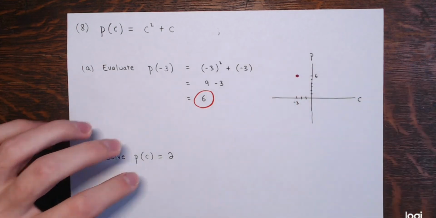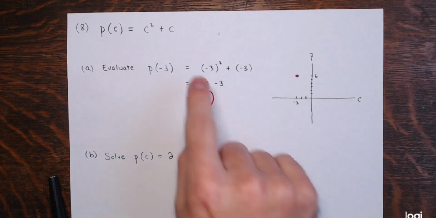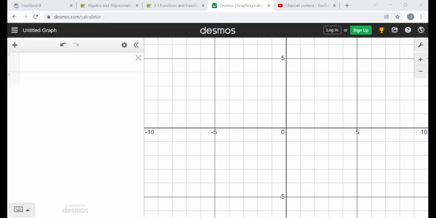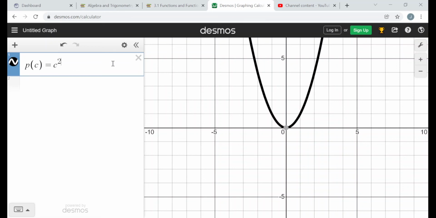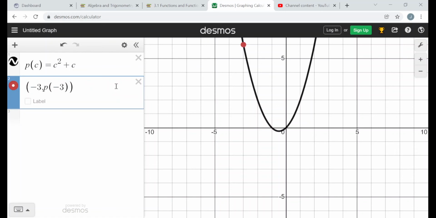All right, now this is not a linear function. It's a quadratic polynomial. You might have seen graphs of these as parabolas. I'll actually put this one in. p of c equals c squared plus c. And again, you should see the ordered pair -3 comma p of -3 is at 6. Let me label it. p of -3, you see, is 6.